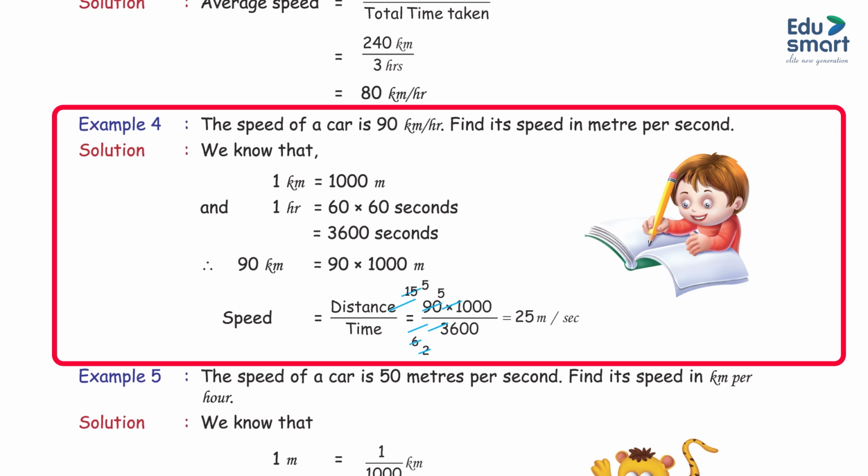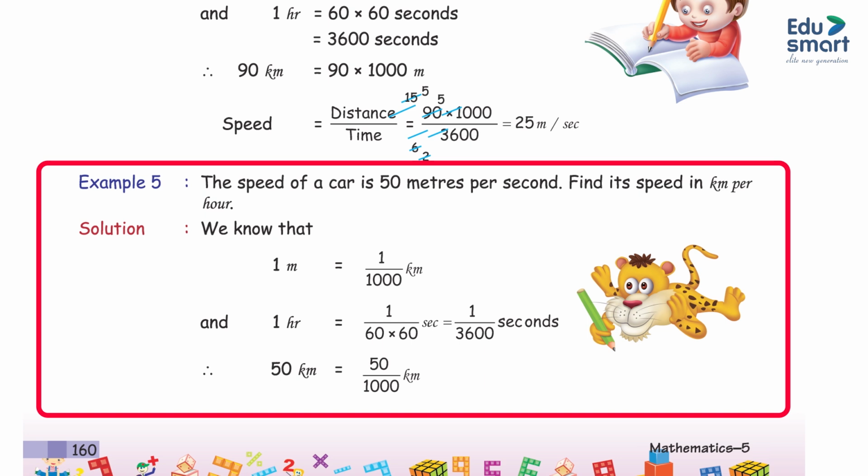Solution. We know that 1 km equals 1000 meters and 1 hour equals 60 into 60 seconds equals 3600 seconds. 90 km equals 90 into 1000 meters. Speed equals distance upon time equals 90 into 1000 upon 3600 equals 25 meter per second. Example 5. The speed of a car is 50 meters per second. Find its speed in kilometer per hour.